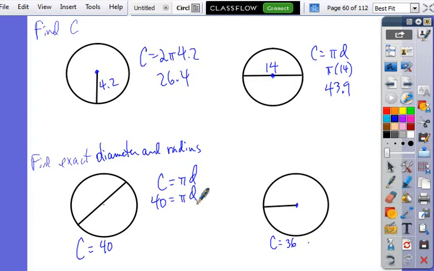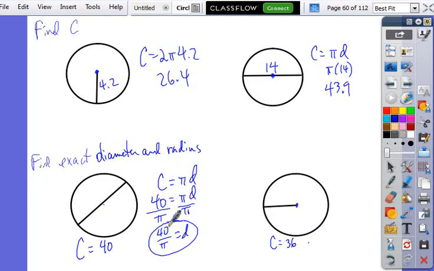Now if I want to find out what the diameter is, I divide by what? Divide by pi. And what did I tell you to do with something like this? Yeah, you gotta leave it like that. Do the numbers as much as you can do with the numbers and leave it alone. So 40 over pi would be your answer.